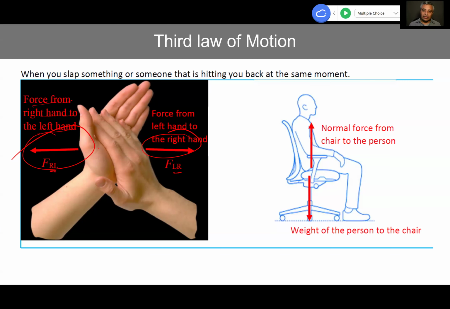If they were acting on the same object, according to Newton's second law, the sum of these two would be zero. Then a sum of zero means they wouldn't bounce. But we know when we are doing this, they tend to bounce unless we stop them. So the motion of this hand is determined by only one force, this force. And the motion of this hand is determined by that force. That's when we make a mistake.